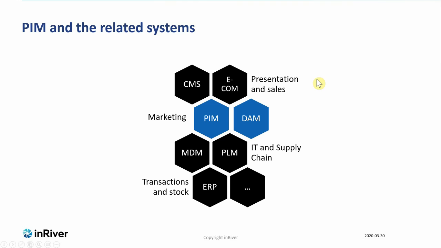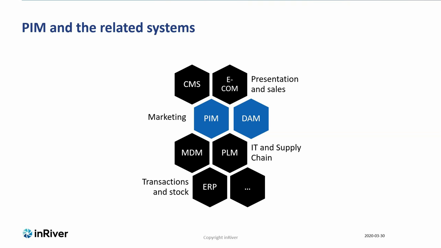And first, I think it's important to understand where PIM is compared to other systems that you might find within a company. So if you look in the lower level here, you can see it says transactions and stock. And here, basically, you don't have any product story. You're quite far from the customer and so on. But here you have things like price, logistics information, some basic product information.